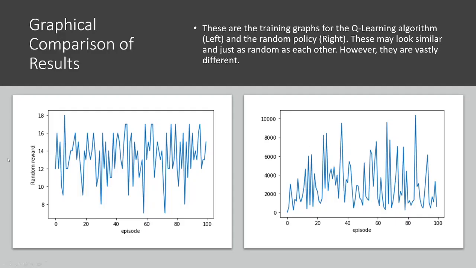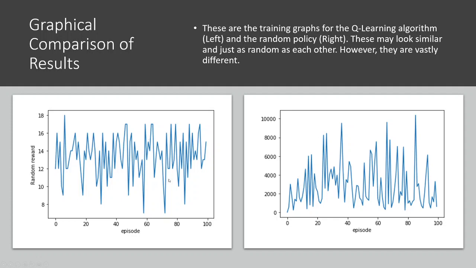Here's a graphical representation of these results that I've just been talking about. These are the training graphs for the Q-learning algorithm. The Q-learning algorithm is on the left and the random policy is on the right. They may look similar, but if we take a look at the y-axis here, we can see that the highest range for the Q-learning algorithm is 18, meaning that 18 steps, and the lowest is 8. So the lowest time that it was completed in was 8 steps and the highest was 18.